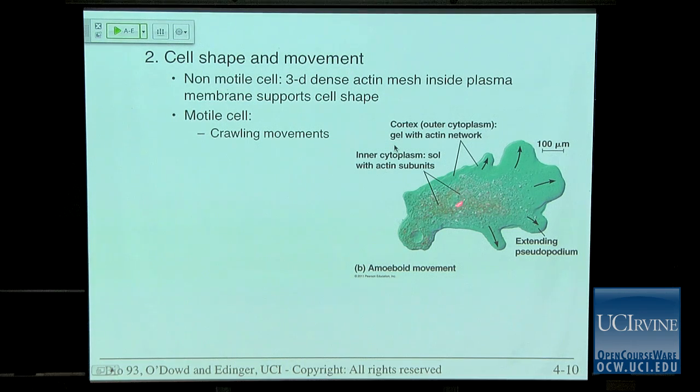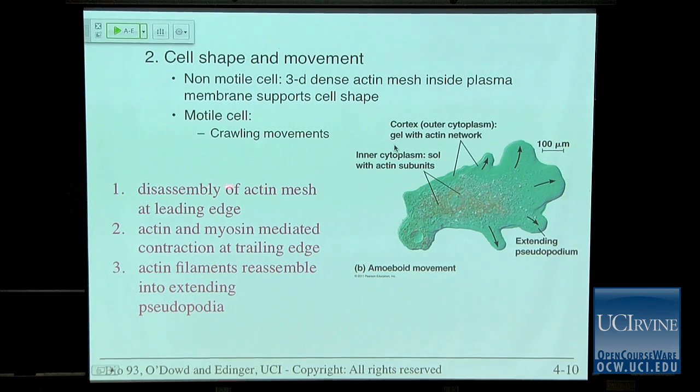Okay, so how does that work? Here we have a cell in which this is the leading edge and this is the trailing edge. And at the leading edge, for this movement to occur, the first thing that needs to happen is disassembly of the actin mesh at the leading edge. So at the minus end of the actin filaments, you're going to have disassembly. And so up in this region, it's not such a tight mesh, it becomes loosened. Actin and myosin then interact very much the same way they do in a muscle cell. You have actin filaments, myosin motors that bind to actin filaments and exert force and cause a contraction. And that happens at the trailing edge.